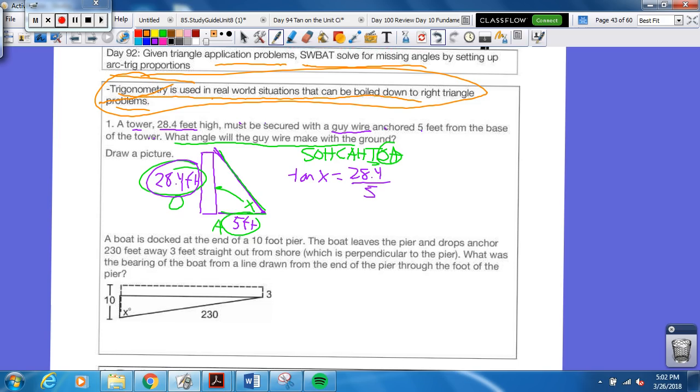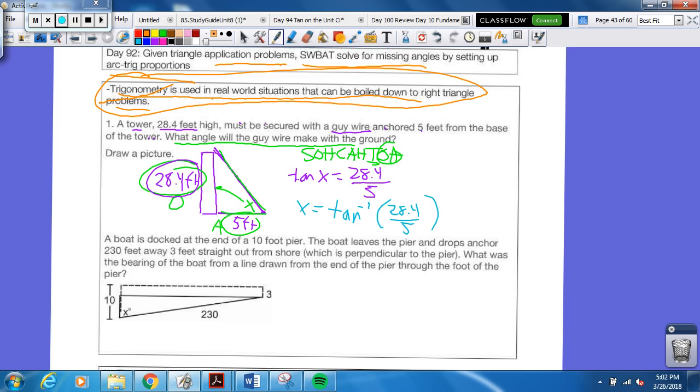How do we get this? How do we eliminate the tan on this side and get X by itself? We just do the arctan, or tan to the -1 power. So you write X equals tan to the -1 of 28.4 over 5. Then you get your calculator out.